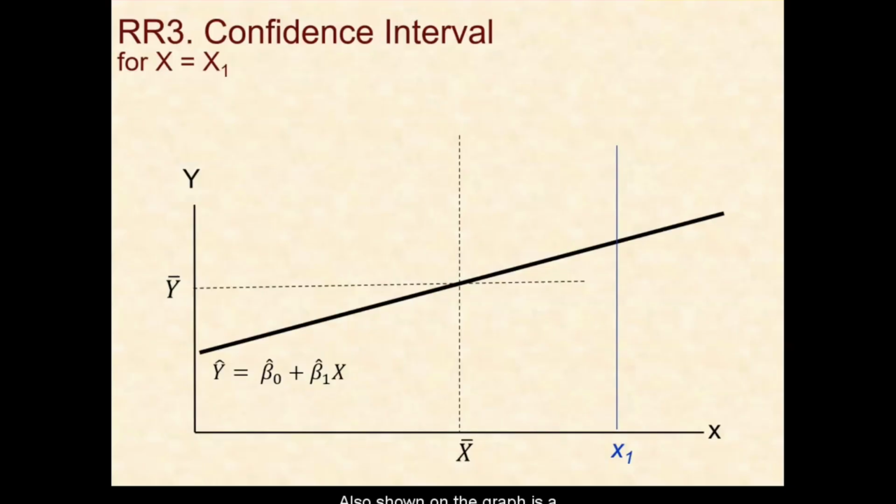Also shown on the graph is a value of a predictor labeled x1. For every value of x, like x1, the line gives us a value y hat. The y hat is the best estimate of mu of y for that x. The best point estimate of mu of y for x1 is the point on the fitted line, y hat 1 equals beta naught hat plus beta 1 hat times x1.